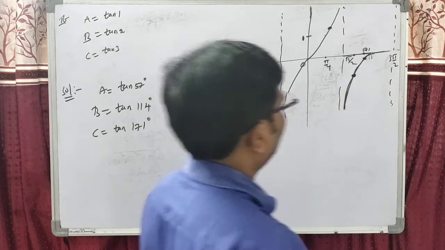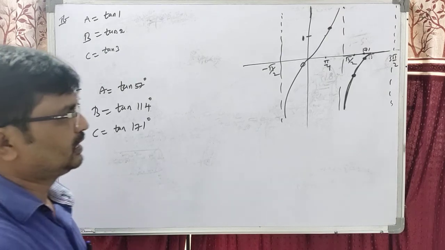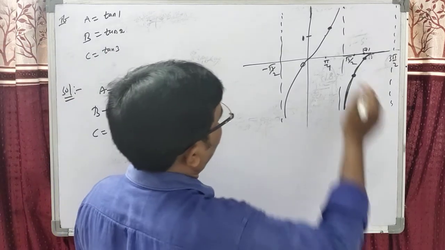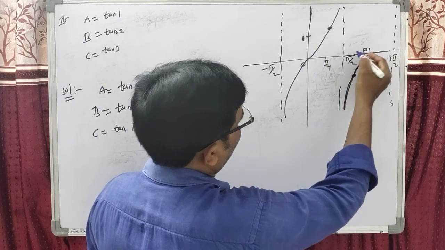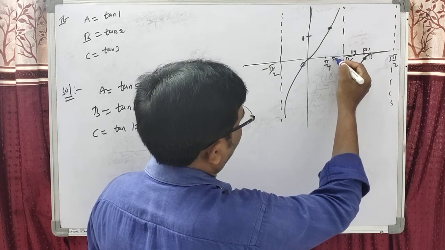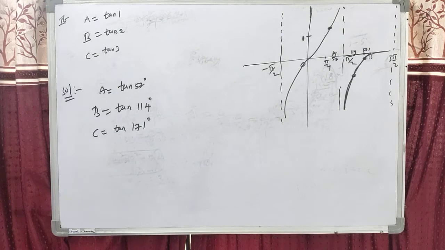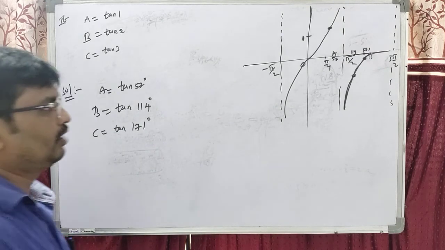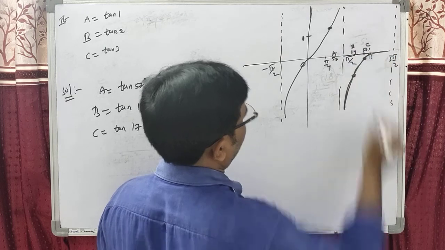Dear students, we can observe the maximum value is this one and the minimum value is this one. This is 114. This is 57. 57 is nothing but A. So 114 is B, and 117 is C.